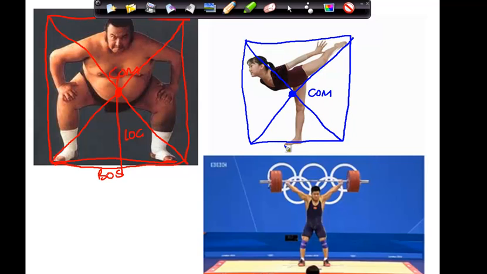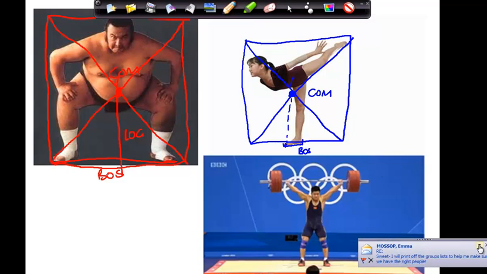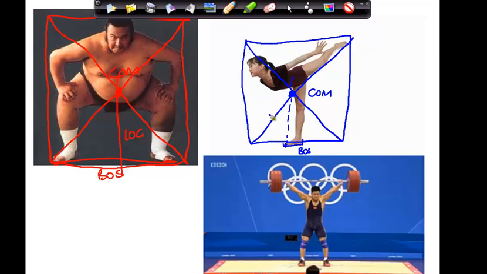Our base of support, as you can see, is the area that's only touching the ground, which is her foot. That is our base of support there. Then the line of gravity is what goes through our center of mass. So that is our line of gravity. As you can see here, this particular female that's balancing on one leg is less stable, so will lose stability quite quickly because it's on one foot, and her line of gravity falls out of her base of support compared to the sumo wrestler.